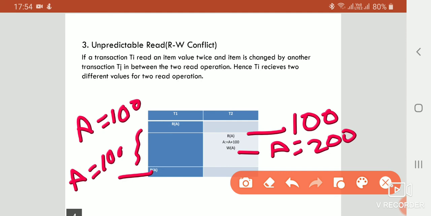It is performing two read operations. So it is an unpredictable read. It has read previously and again after some delay it is reading the same database. This is called an unpredictable read because in between, T2 has come, performed some transaction and left. It has read something and left, and again after some time it is reading. It would expect the same value, 100, but in the middle some other transaction has updated and left. This is called an unpredictable read or read-write conflict.